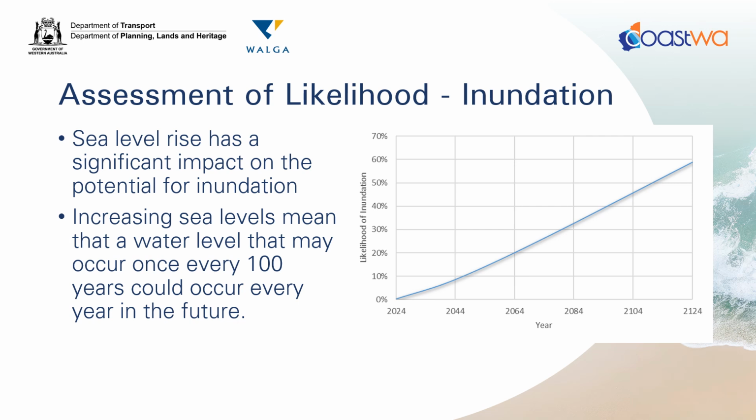So obviously there's very little chance of it occurring in the present day in 2024, but as you move forwards across 100 years, you've got an increased potential for that event to occur. In this case, across 100 years, there's about a 58% chance of occurrence of that elevation. So again, hypothetically 4 meters AHD, there's a 58% chance that that area would be inundated over that time.